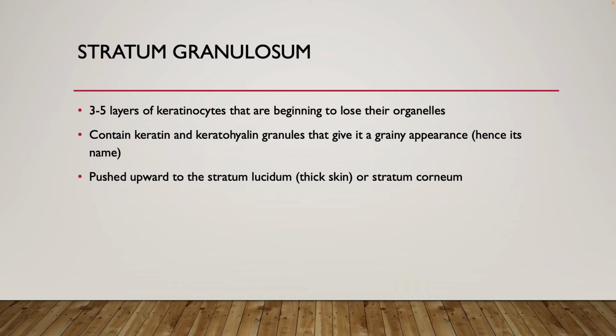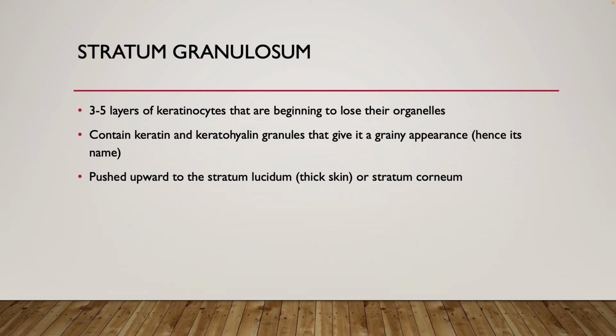So our next layer is going to be our stratum granulosum. It will contain roughly 3 to 5 layers of keratinocytes, and it's at this point that our cells begin to die, and they're beginning to lose their organelles. So the nucleus, endoplasmic reticulum, Golgi, things like that. Within these cells, they begin to disappear. They contain our keratin protein, as well as granules that give them a somewhat grainy appearance, and hence their name, granulosum.